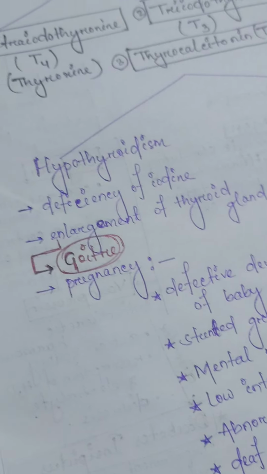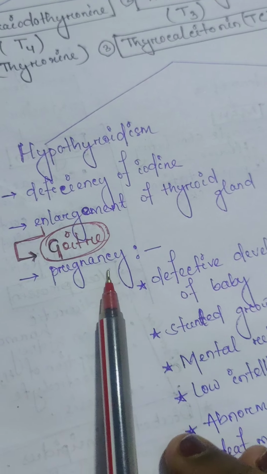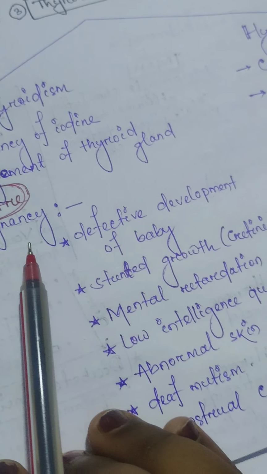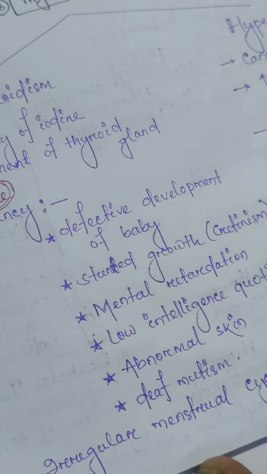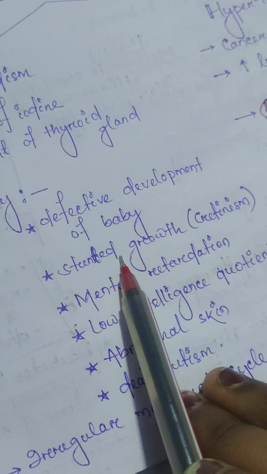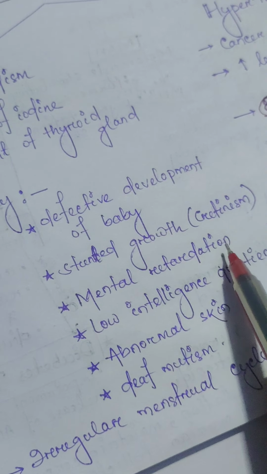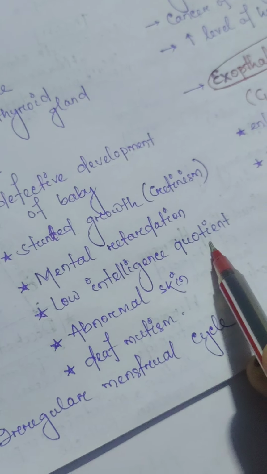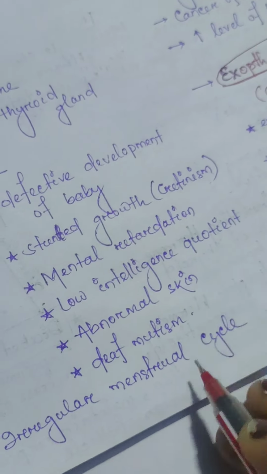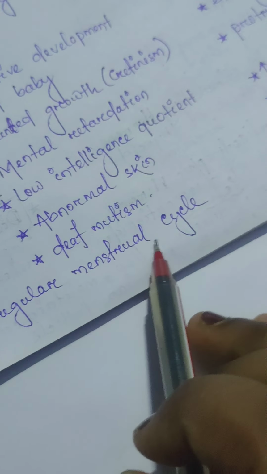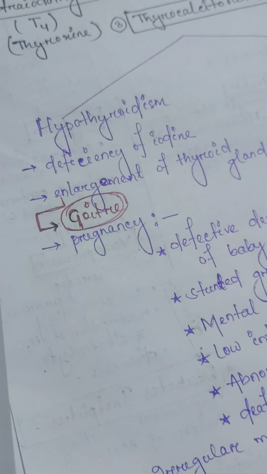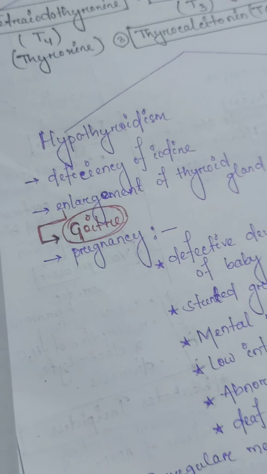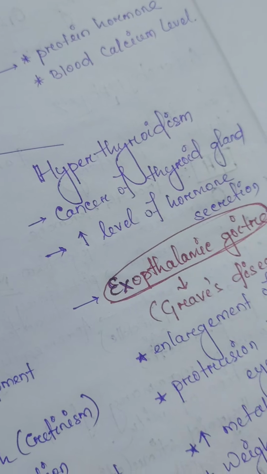If a pregnant woman is suffering from hypothyroidism, then there are many chances of defective development of the baby, leading to the stunted growth known as cretinism, mental retardation, low intelligence quotient, abnormal skin, deaf mutism, etc. In adult women, there may be irregular menstrual cycle due to this hypothyroidism. This is all about hypothyroidism, and now we are moving on to hyperthyroidism.